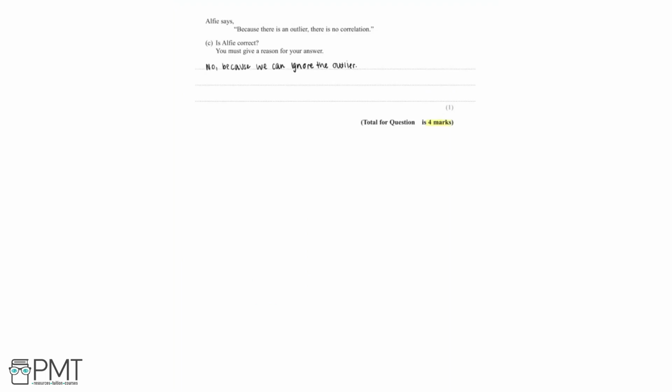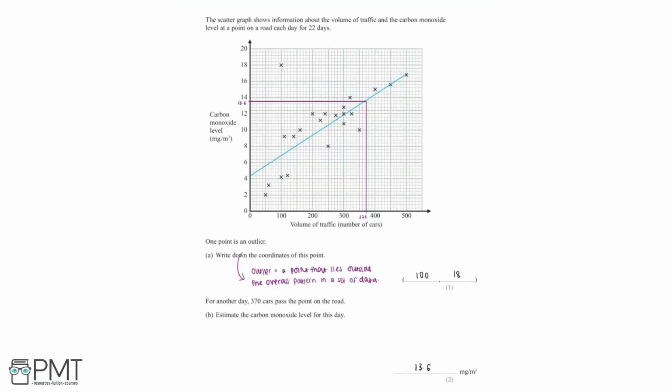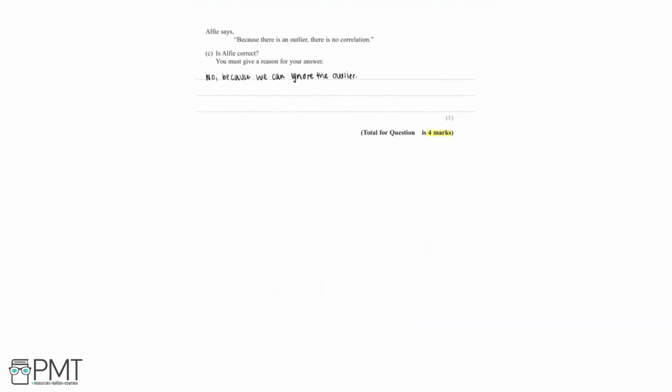Now this question is worth 4 marks. We get the first mark for the correct coordinates of the point of the outlier in part A. We get the second mark for drawing a line of best fit, so that we're able to estimate the carbon monoxide level on the day at which 370 cars pass the point on the road. And we get the third mark for using this line of best fit in order to find that the carbon monoxide level on this day was about 13.6 milligrams per meters cubed. And we get the fourth and final mark in part C for saying that Alfie is not correct because we can ignore the outlier, allowing us to achieve the full 4 marks needed in this question.